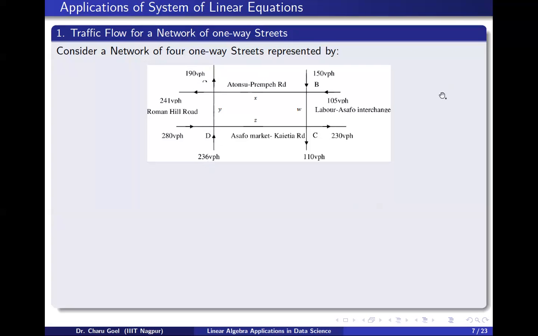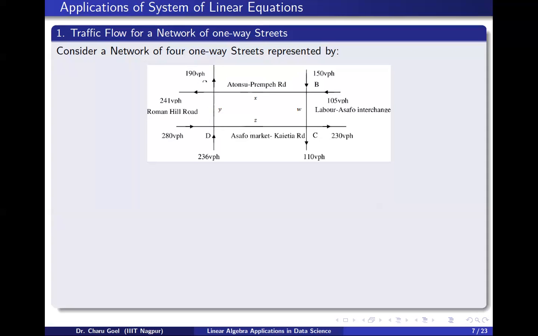So for instance, at point B, cars or vehicles, 280 vehicles per hour, come from this direction. Then from D, from this side, 236 vehicles per hour. So at this intersection point, we'll have a total of 280 plus 236 vehicles per hour. And then they are going to move in the directions Y and Z. But how do we know how they move? For that, we have traffic signals. And how are the traffic signals monitored?